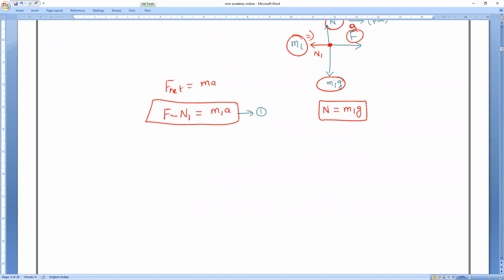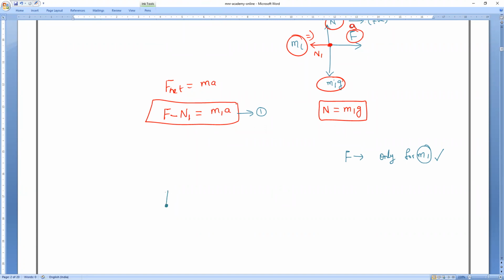Now you tell me, is F acting only on body 1 or also on body 2? Only on M1. Clear, everyone? Only on M1. Now the free body diagram for M2.